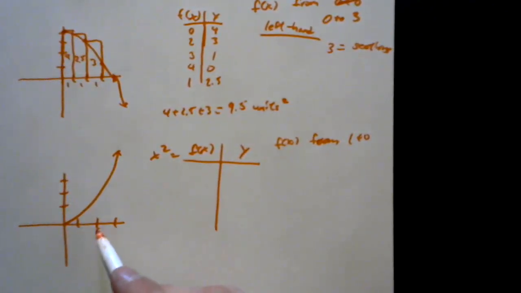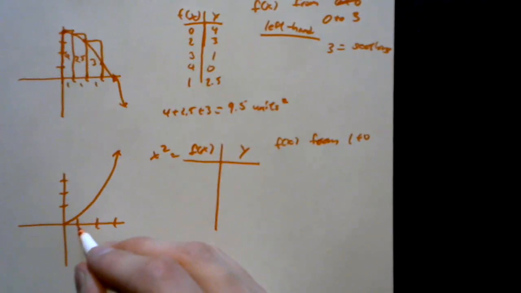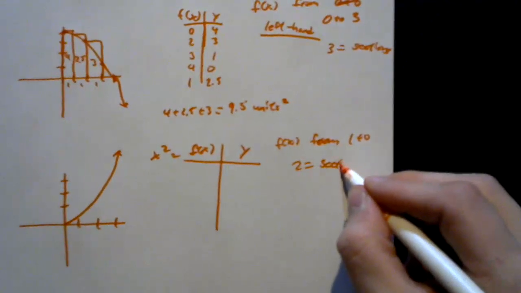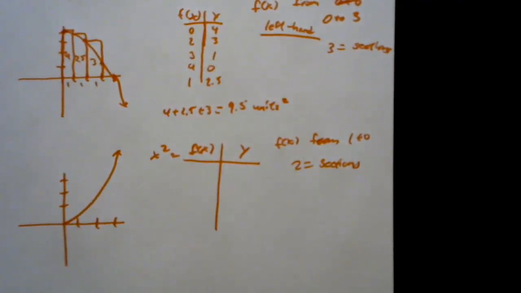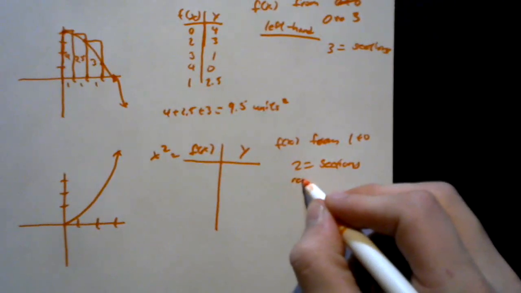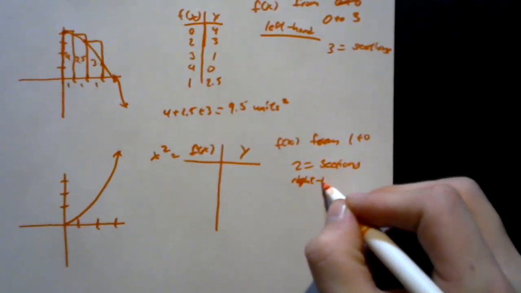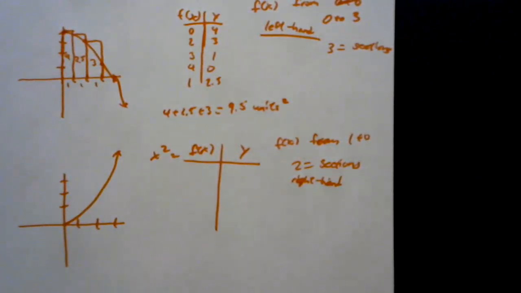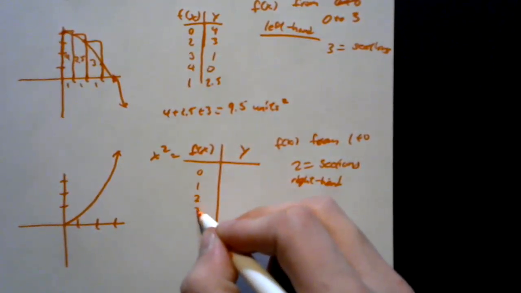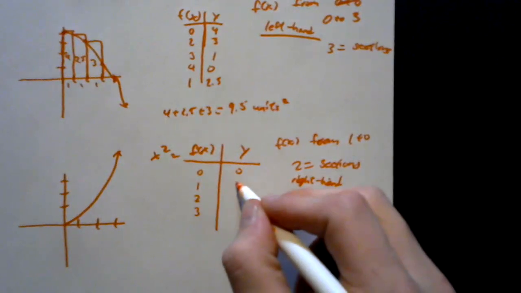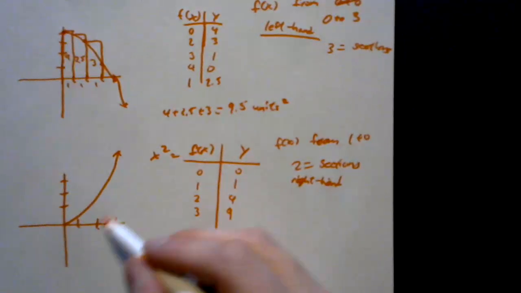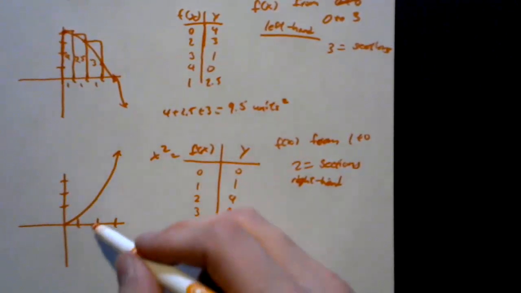So should be from here to here. 2 equal sections, so we can just use the base of 1. Is usually simplest. And we're going to do right hand. So let's just put down the points. So 0 squared is 0, 1 squared is 1, 2 squared is 4, 3 squared is 9. So knowing that, we can use the right hand of it.